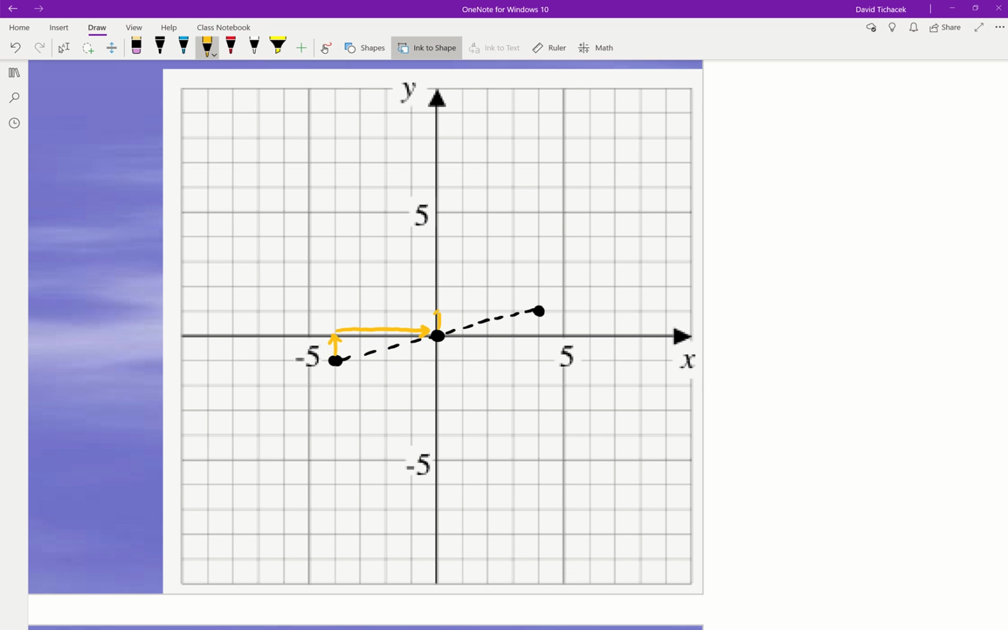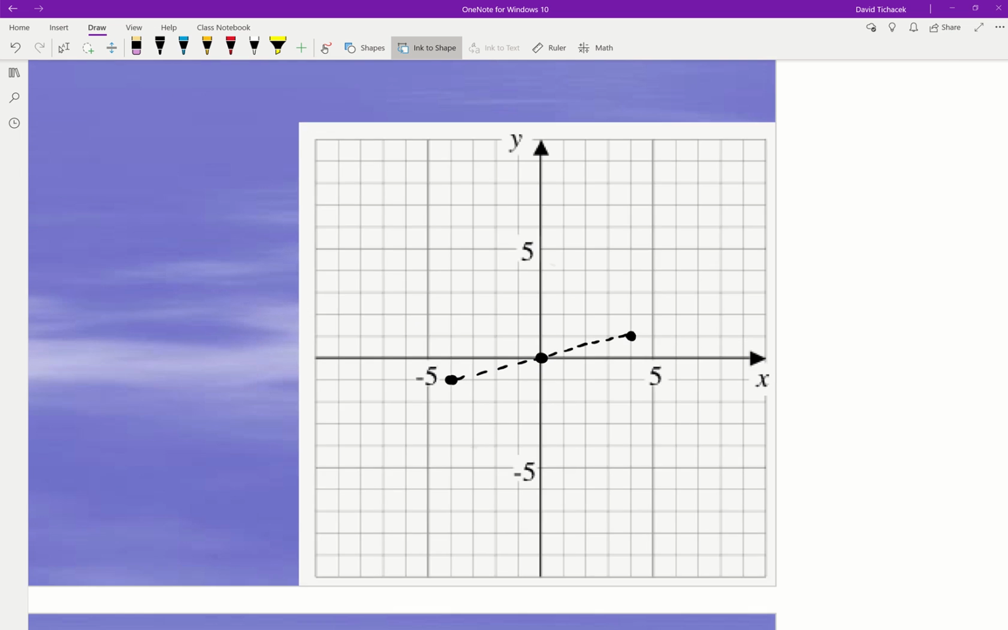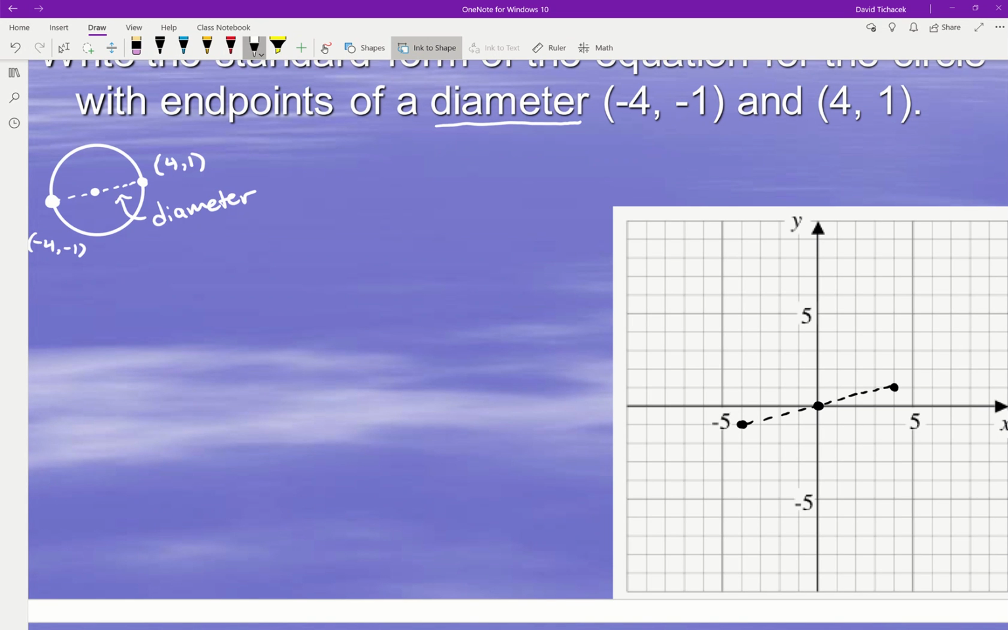And if I were to go up 1 more and 4 more to the right, I would be at my other destination there as well. So I do know that that is going to be the center of my circle. Now, what we need, of course, for the standard equation of a circle, if we write it down here really quickly again, is we need the coordinates of the center. That's h and k.